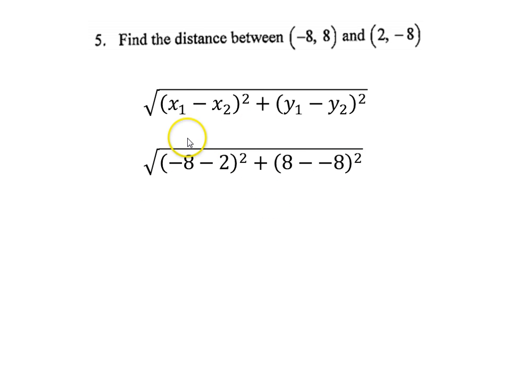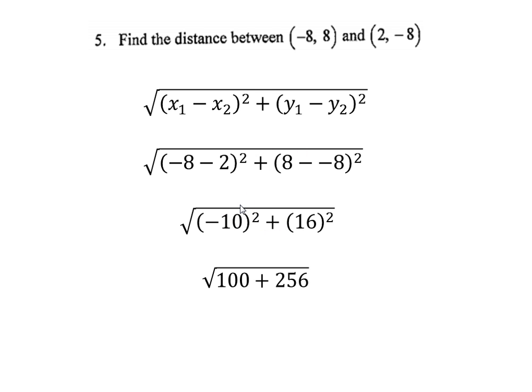I didn't do anything else except replace the x1 with an 8, the x2 with a 2, the y1 with an 8, and the y2 with a -8. And then I'm just going to do the arithmetic. -8 minus 2 is -10. 8 minus -8 is 16. And now I have to square each of these. -10 squared means -10 times -10, which is 100, and 16 squared is 256.